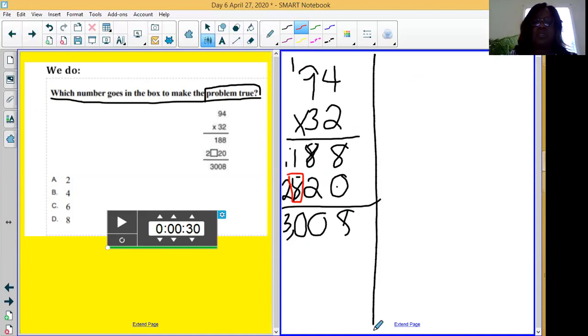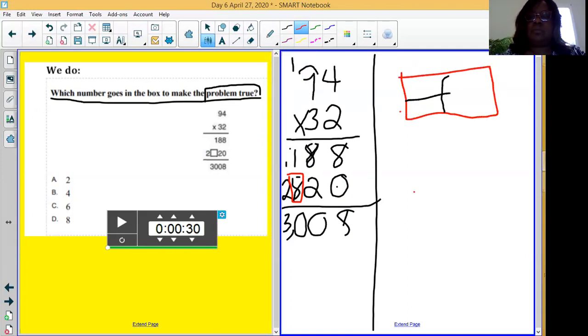Let's try the same problem. This time we're going to use an area model. So let's draw a rectangle, and let's put 2 here. Okay, 94, so 94 times 2. We break each one down to its value. The 4 is worth 4, the 9 is worth 90, and the 2 is worth 2.